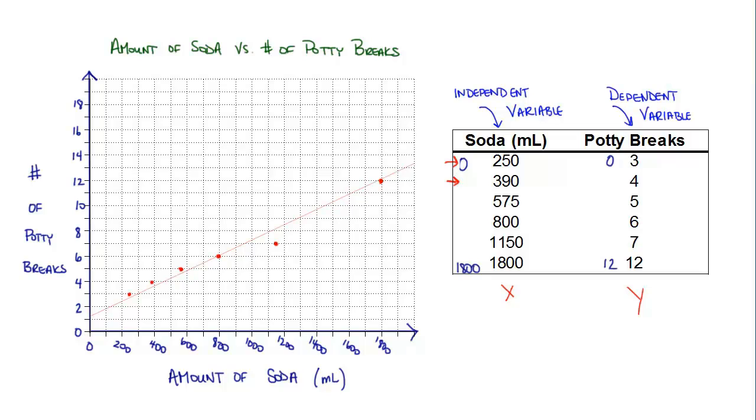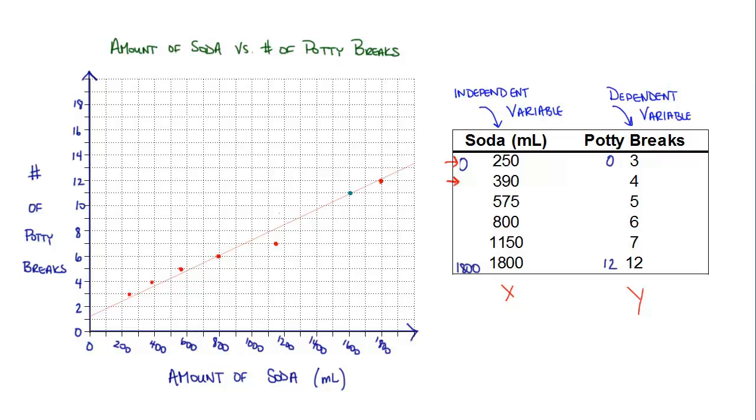This is a positive or an uphill line, so that means I have a positive slope, and that actually makes sense because the more soda I drink, the more potty breaks I'll have to take. So now I have this line and I want to figure out the slope of this best fit line. And the way that I will do that is I will find 2 points on my best fit line pretty far apart from each other, so not right next to each other.